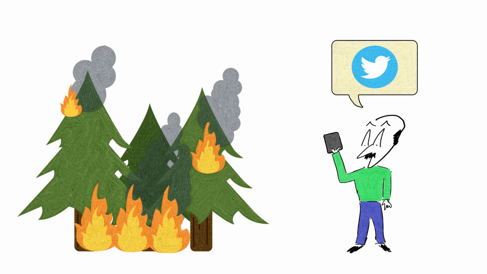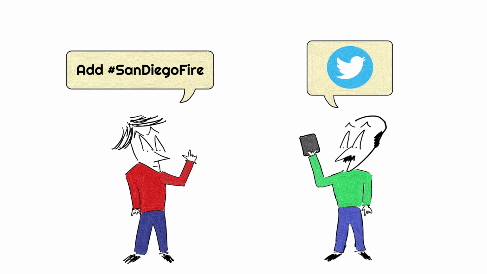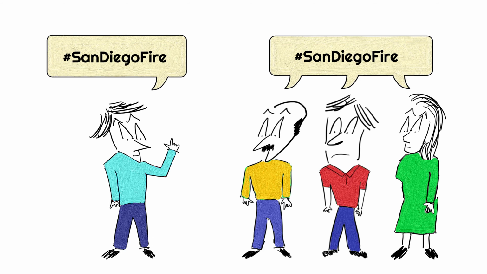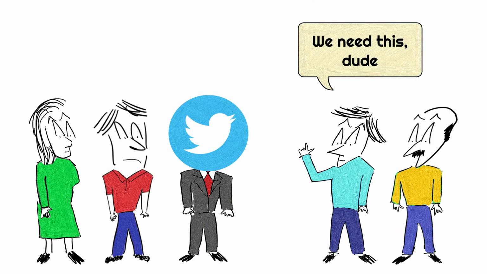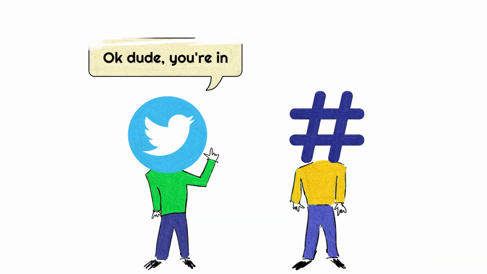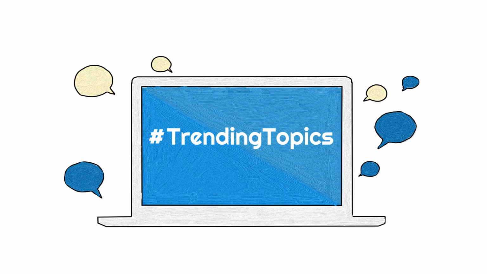Later on, in October 2007, one of his friends was tweeting about a San Diego wildfire, and Chris asked him to add hashtag San Diego fire to his tweets. Slowly but surely, other people started using the same hashtag as well. It turned out that many people wanted to have their voices heard and participate in a global conversation. Eventually, the idea caught on, and in 2009, Twitter added the option to search for hashtags. A year later, Twitter introduced trending topics, which shows you the most popular hashtags at that time.